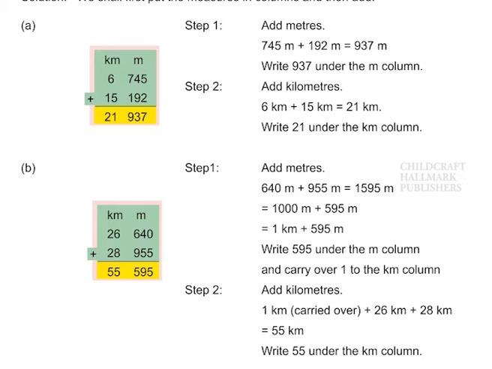Step 1. Add meters. 640 meters plus 955 meters is equal to 1595 meters, equal to 1000 meters plus 595 meters, which is 1 kilometer plus 595 meters. Write 595 under the meter column and carry over 1 to the kilometer column. Step 2. Add kilometers. 1 kilometer carried over plus 26 kilometers plus 28 kilometers is equal to 55 kilometers. Write 55 under the kilometer column.